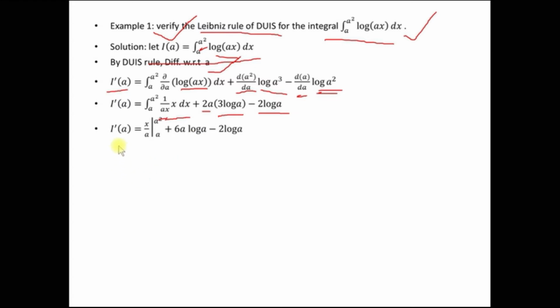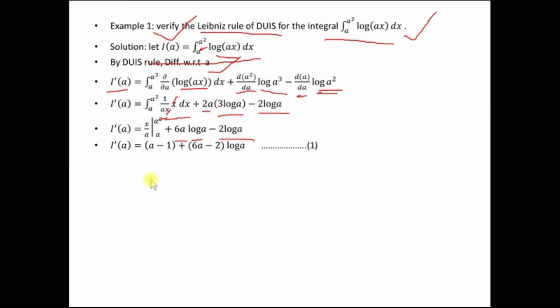So it will become I dash of a is equal to x divided by a. Here x will get cancelled and we just get 1 upon a, and the integral of dx is x, so it is x upon a, with limits from a to a square. Then here 3 into 2 is 6a log a, and here 2 log a.